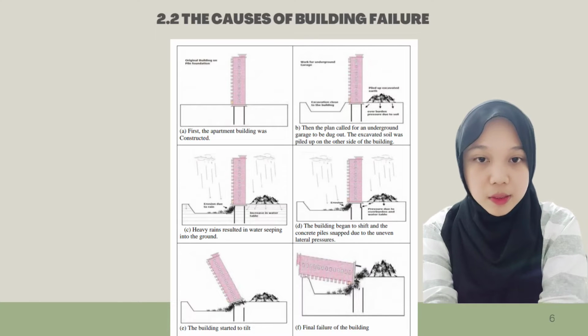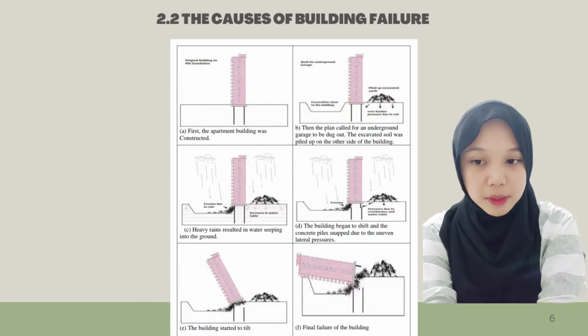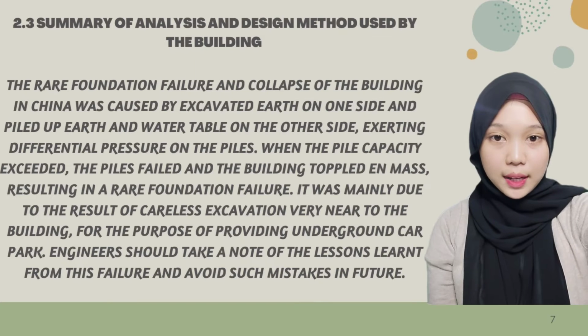Next, heavy rains resulted in water seeping into the ground, and then the building began to shift and the concrete wall snapped due to the uneven lateral pressures, and then the building started to tilt, thus the final failure of the building. Summary of analysis and design method used by the building.